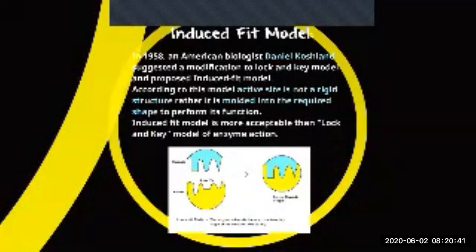It molds into the specific shape of the substrate. The enzyme is basically modifying, molding into the specific shape of the substrate. A little bit of modification. I mean, it's not too much or too wild molding, but the active site of the enzyme is molding a little bit according to the shape of the substrate. Let's look at this diagram.